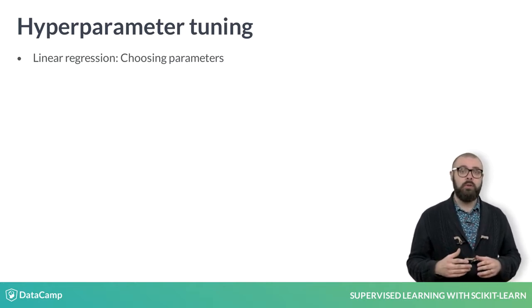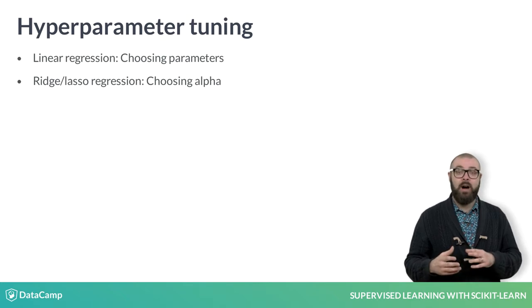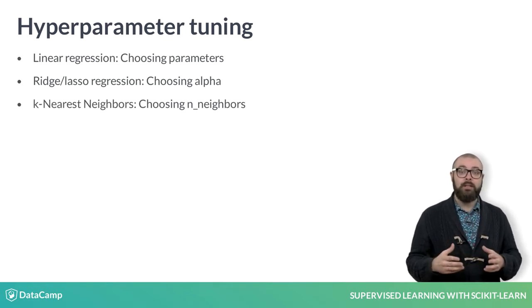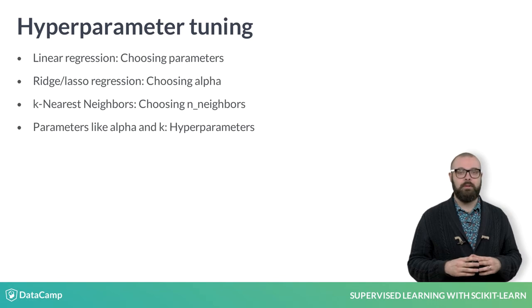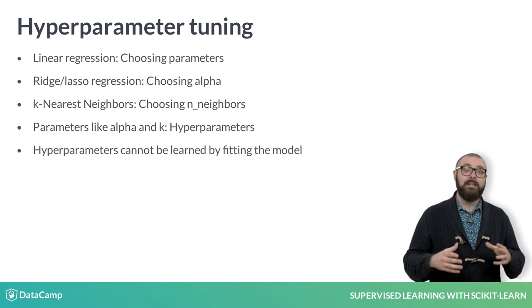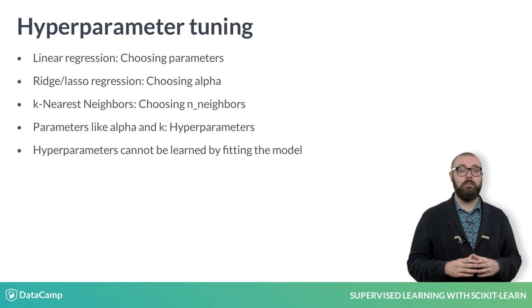We also saw that we had to choose a value for the alpha in ridge and lasso regression before fitting them. Analogously, before fitting and predicting k-nearest neighbors, we needed to choose n_neighbors. Such parameters, ones that need to be specified before fitting a model, are called hyperparameters. In other words, these are parameters that cannot be explicitly learned by fitting the model.